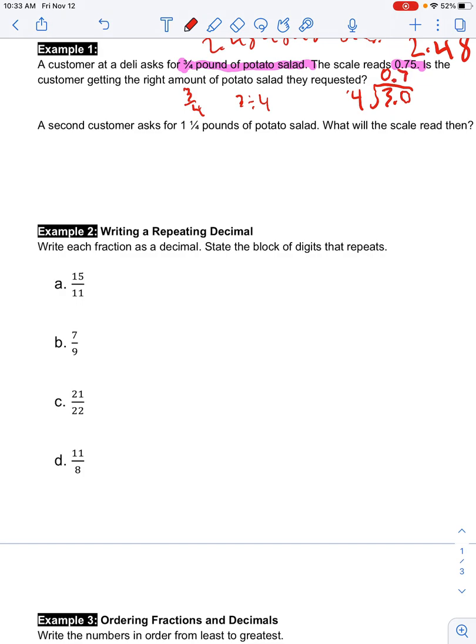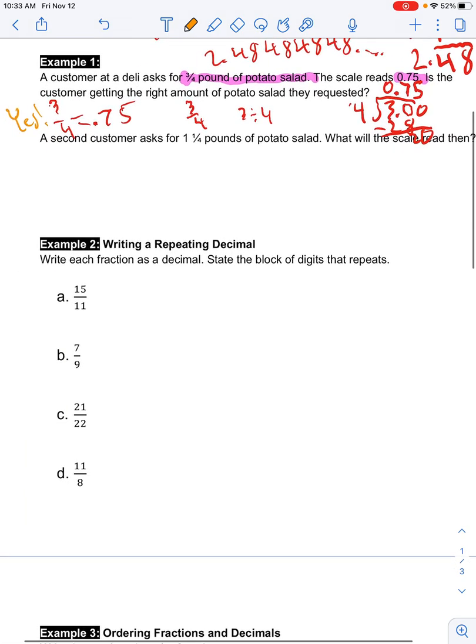I'm going to add a decimal and a 0, bring my decimal up. 4 goes into 30 7 times. 7 times 4 is 28. Subtracted, I get a 2 and a 0. 4 goes into 20 5 times. So 3/4 equals 0.75. So the answer to this is yes.